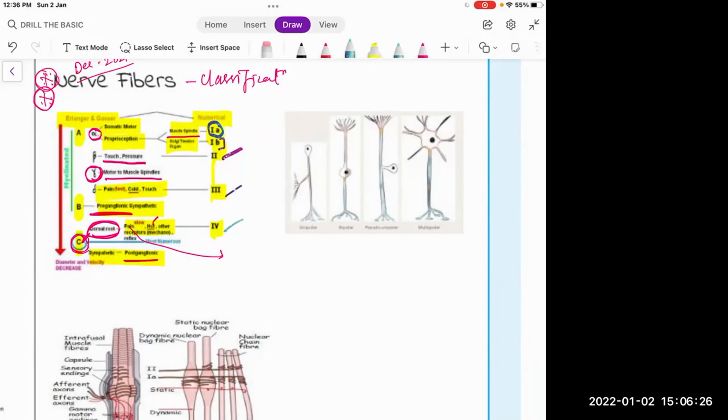So the numerical classification is type 1, type 2, type 3 and type 4, with type 1 subclassified as type 1A and 1B. Clear? So this is the classification of nerve fibers based on myelination, diameter and velocity, functions, and numerical classification. We have different classification patterns in the nerve fibers.